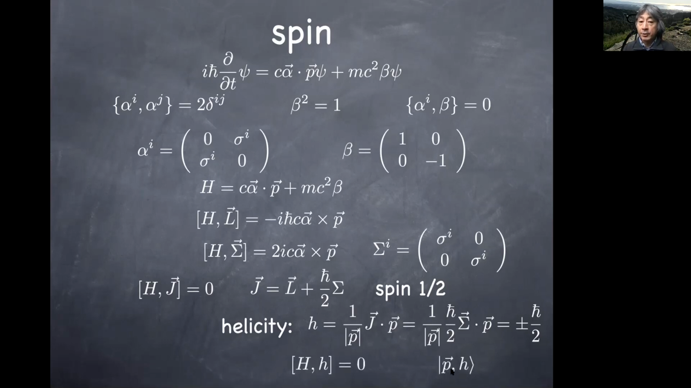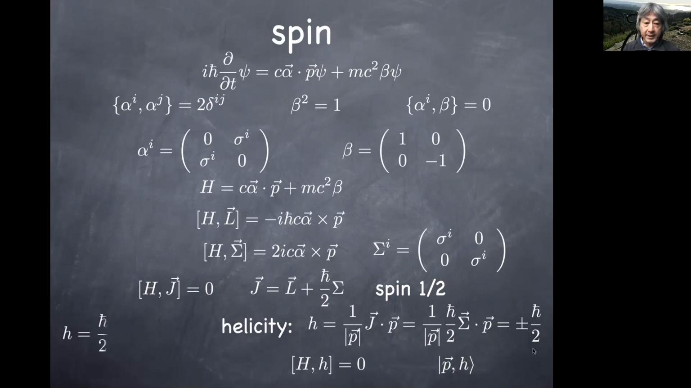So I can label states of the Dirac theory by specifying the momentum and the helicity, and helicity has this meaning of the spin along the direction of the momentum. So therefore the eigenvalue of the helicity is plus minus h bar over 2.